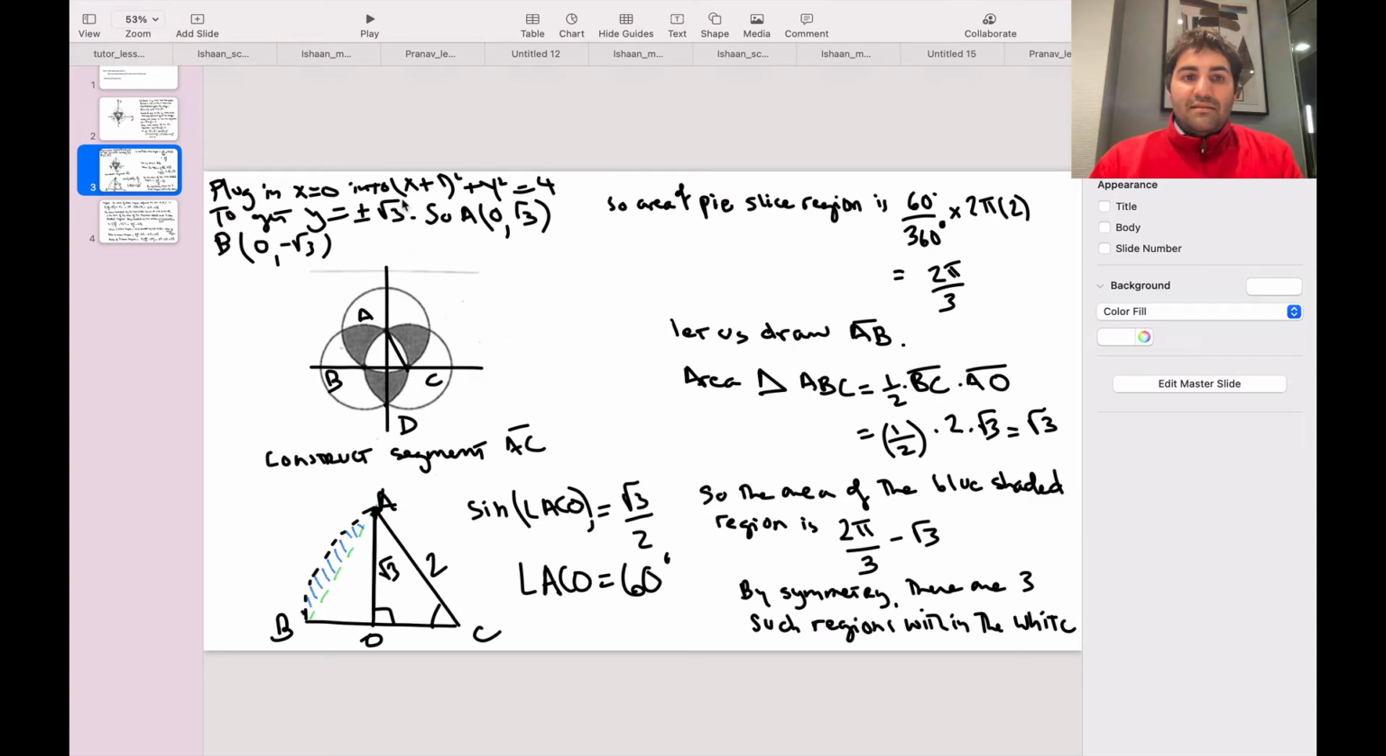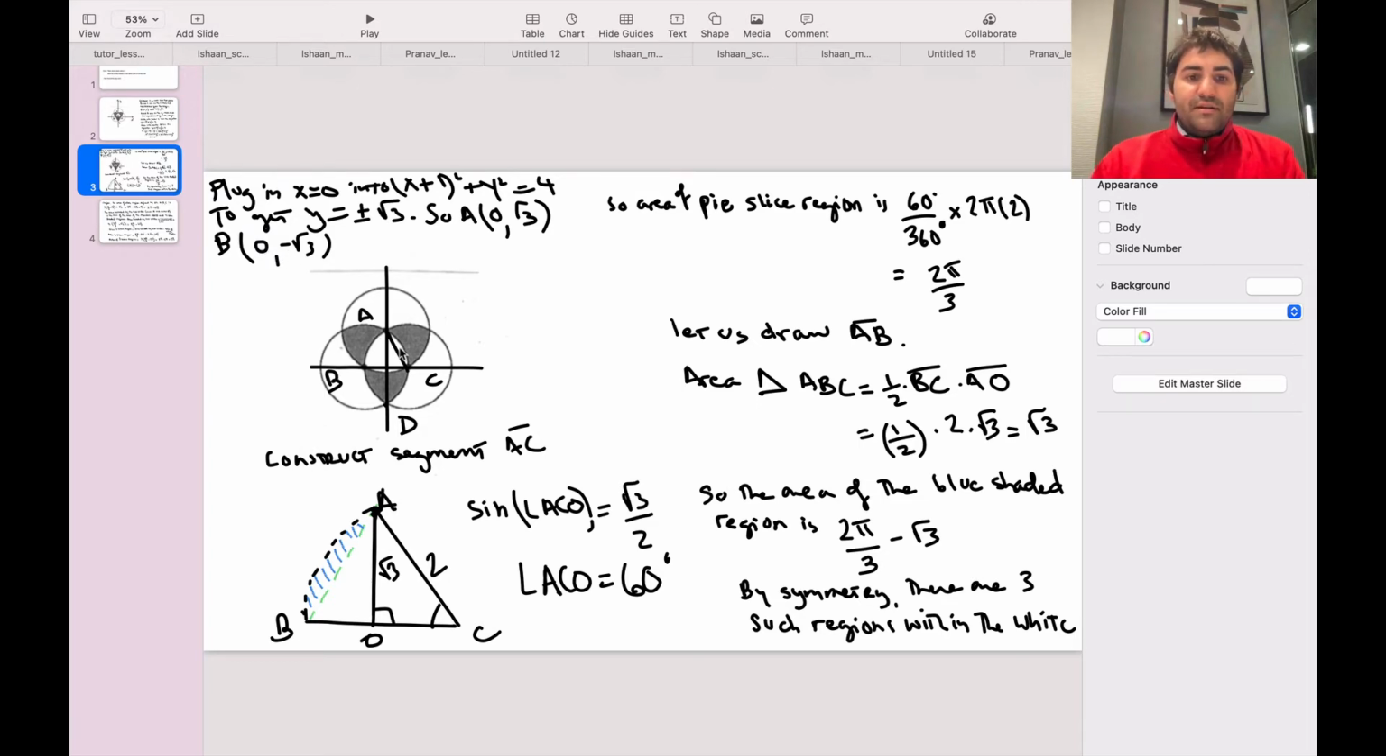So if I plug x equals 0 into this equation, I get 1 squared plus y squared is equal to 4. So y squared is equal to 4 minus 1, which is equal to 3. So y is equal to plus or minus the root of 3. So A is at point (0, root 3) and D is at point (0, minus root 3).